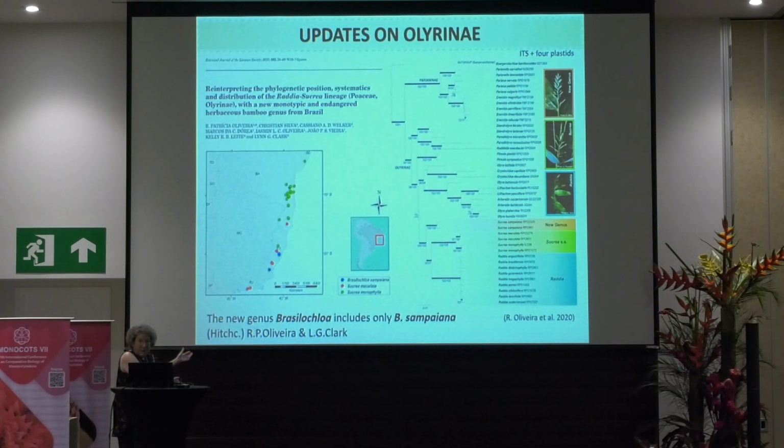Now we come to the Olyrinae, the last of the 3 and the biggest. What you can see here is a fairly well supported phylogeny, but this is only part of it. The Olyrinae starts there, and you can see lots of support for these relationships. We published these results in 2020, and we ended up with a new genus here, looking at the Radia and Sucrea clade.